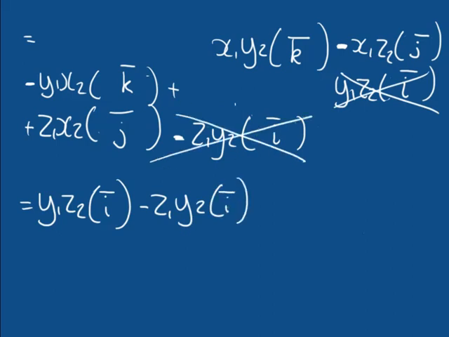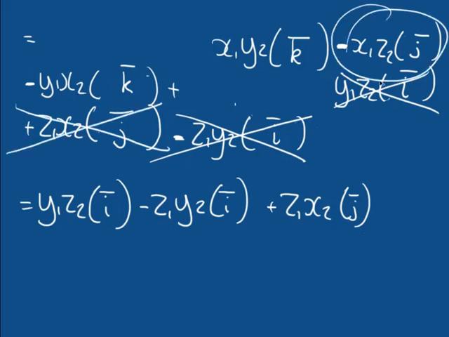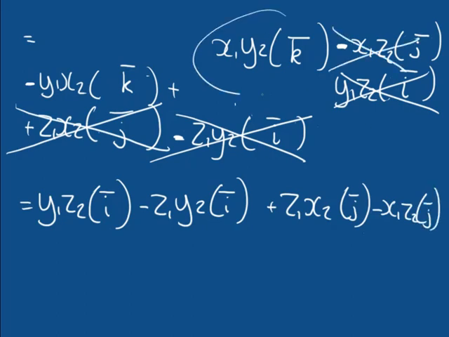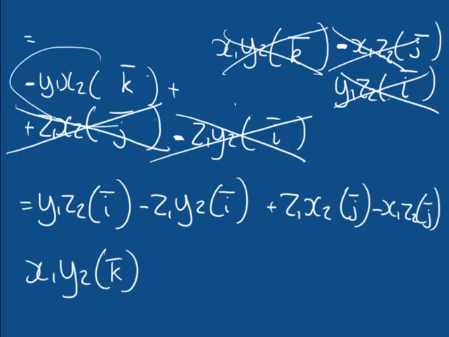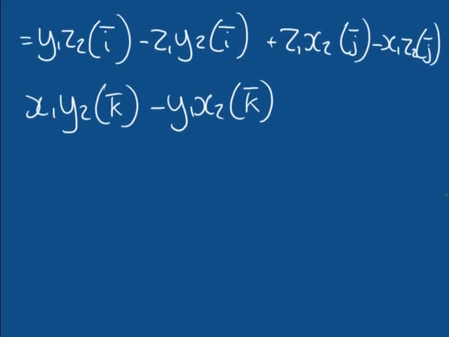I'm now interested in terms of j. Well, we have this one, so we could add z1 x2 times j. So we've dealt with that. We also have this term up here, so we're subtracting x1 z2 times j. I'm also interested in terms of k. Well, we have this term of k right here, x1 y2 k. And this term of k, the final term in our equation, so minus y1 x2 times k.